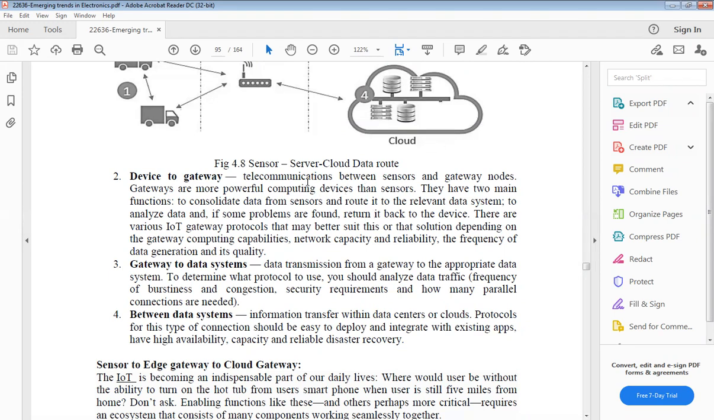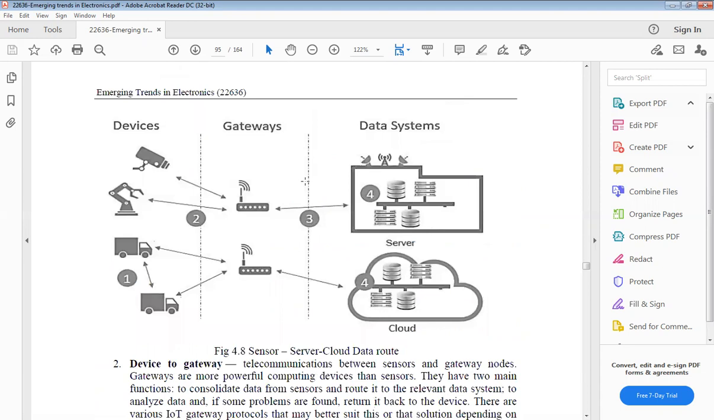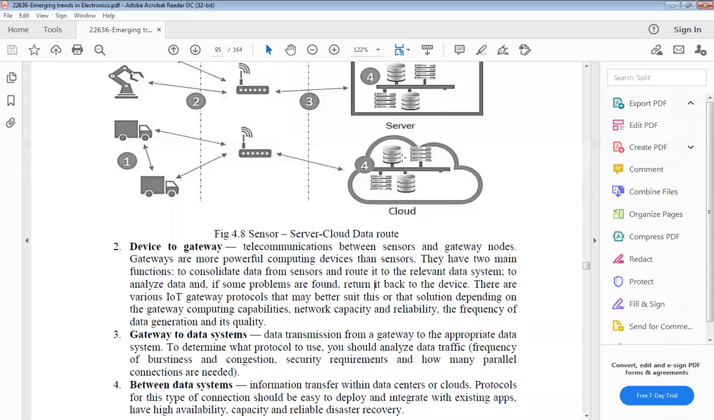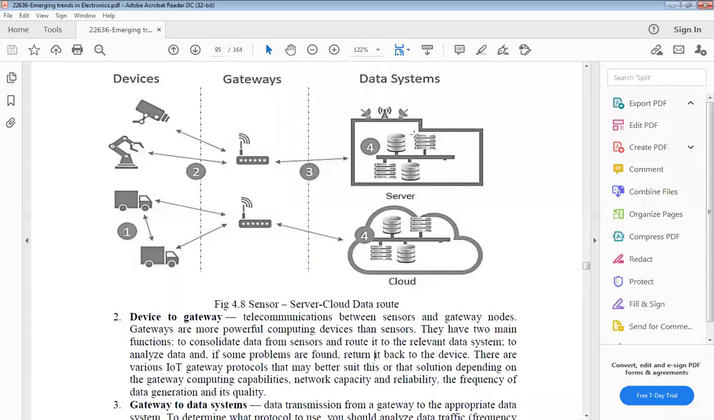So how does this sensor server cloud data routing happen? Sometimes device to device communication may directly take place. Device to gateway communication takes place. Then this gateway to data system communication takes place. And if two different data systems are there, between data system communication may take place. Correct? So in this type of communication, data routing takes place in this way.